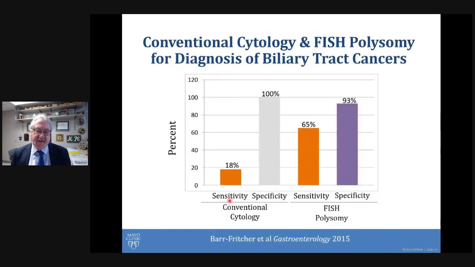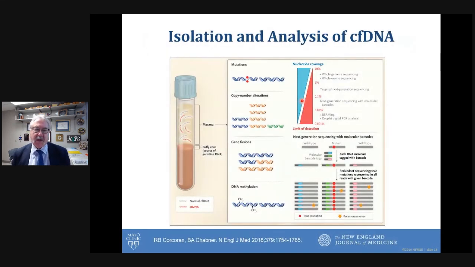When we've compared conventional cytology to FISH in a large number of patients, the sensitivity of conventional cytology was only 20%. It is still the gold standard and has a near perfect specificity. We were able to triple our sensitivity from 18% to 65% by FISH and still maintain a high specificity. So we routinely use FISH to help make the diagnosis of perihilar cholangiocarcinoma.